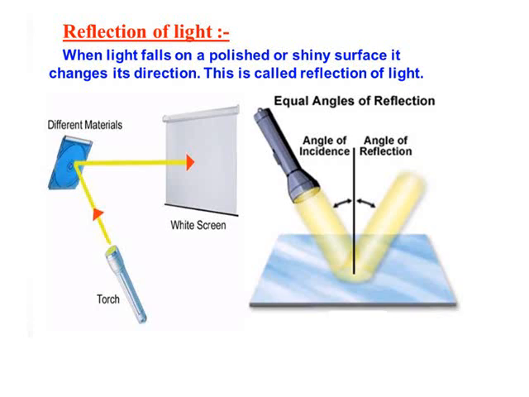So, the change in the direction of the light when it falls on a mirror or any polished surface is called as reflection.